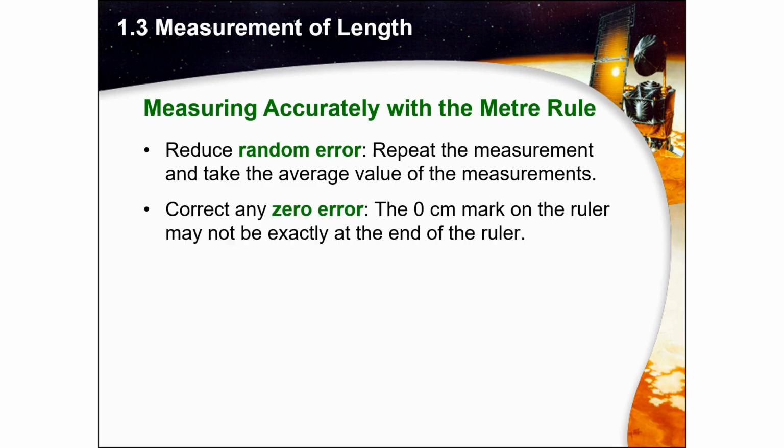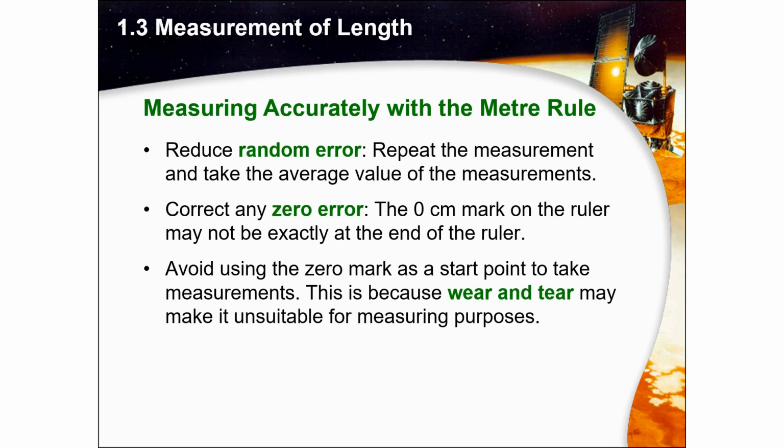And not only that, don't forget to correct any zero error. Like I just told you, you have to be careful. Make sure that the 0 centimeter mark on the ruler is not exactly at the end of the ruler, because it will create the zero error. If it is located at the end or the beginning of the ruler, you have to avoid using it, because not only might the shape not be straight or square, but the wear and tear may also make it unsuitable for measuring purposes. What about the tape measure?